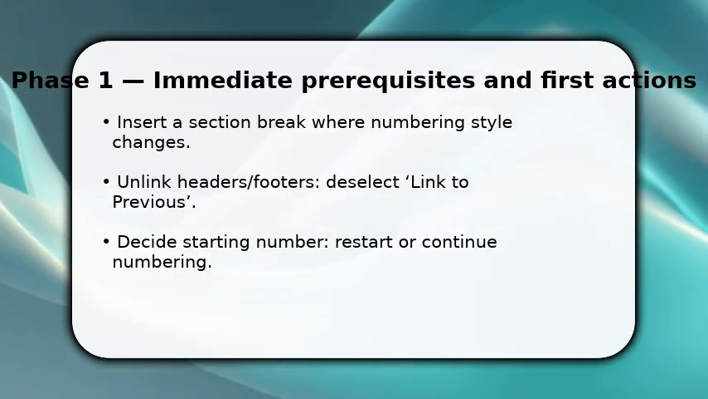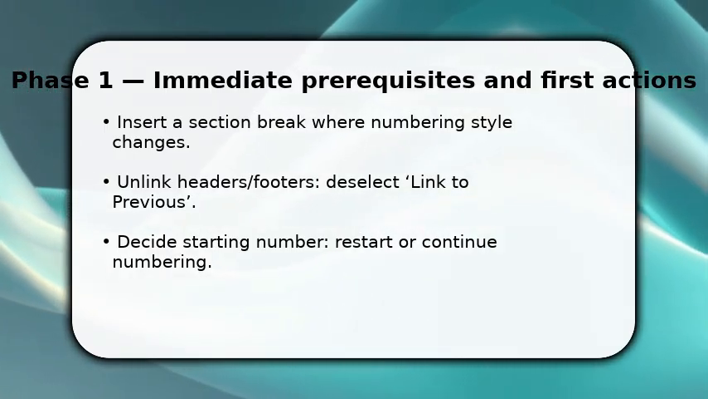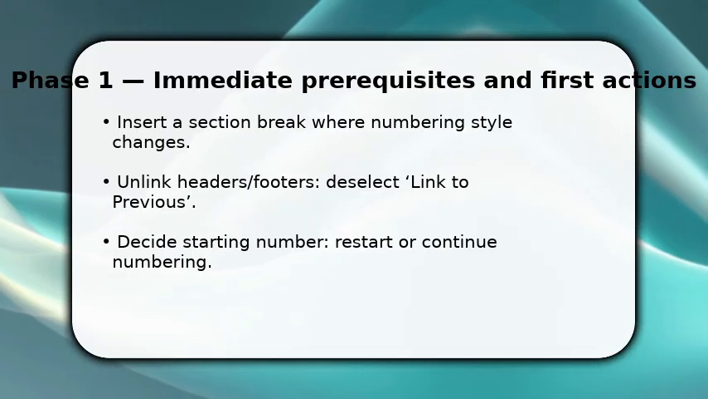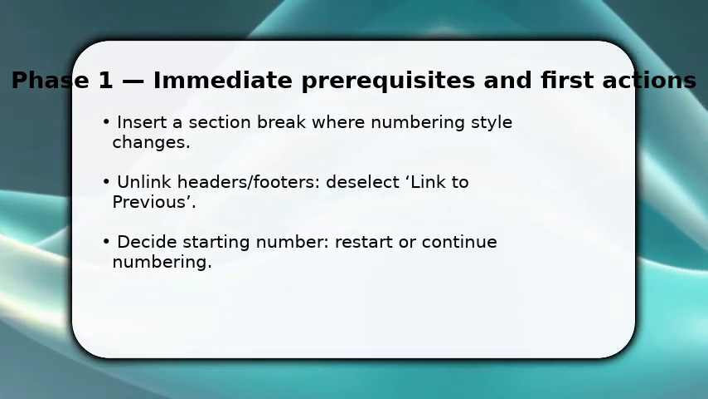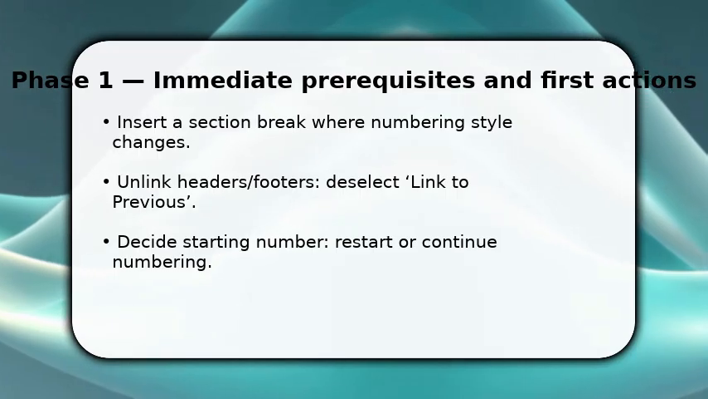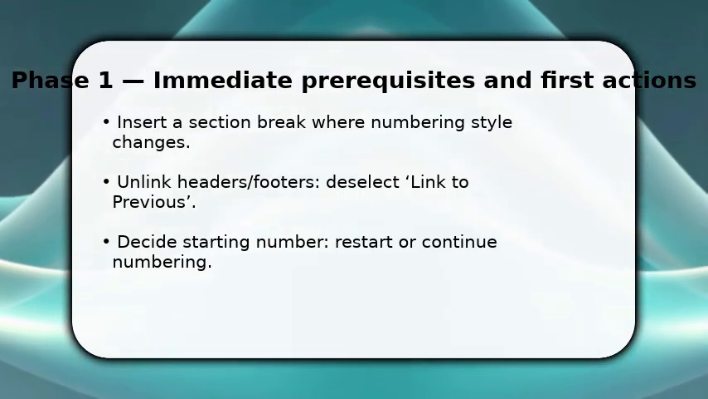Make sure to decide whether you will restart numbering or continue sequence. Restart when you want Roman numerals versus Arabic numerals, or continue when only format changes. This sets the stage for per section control.